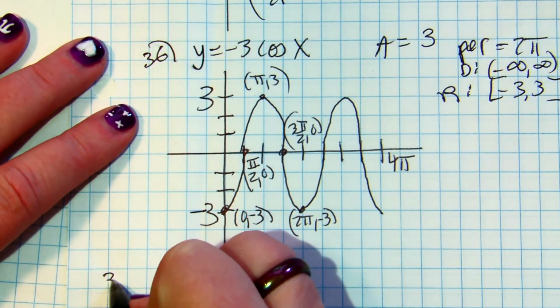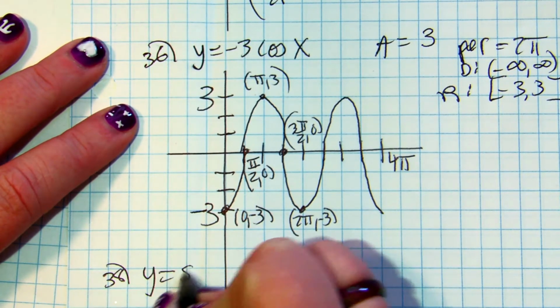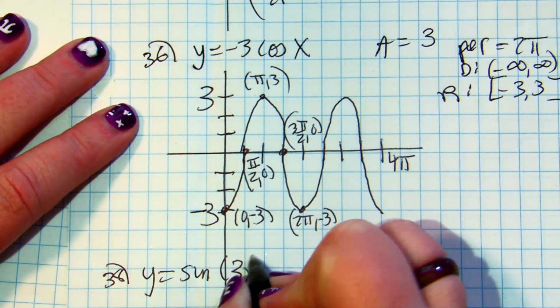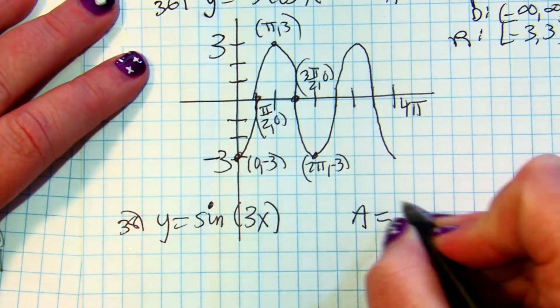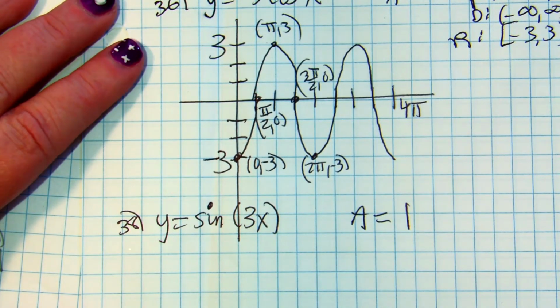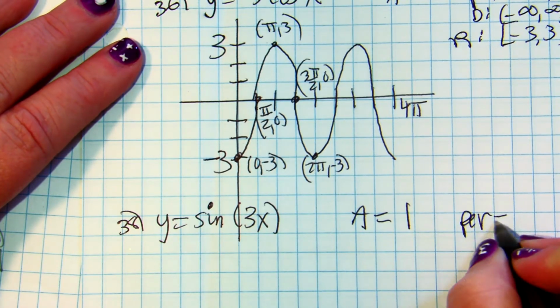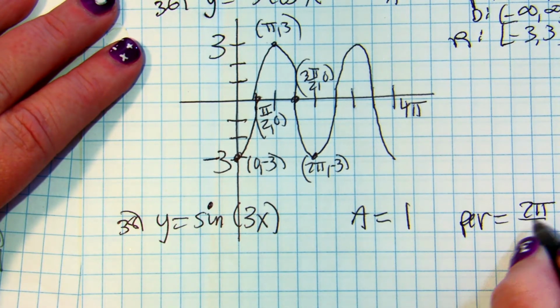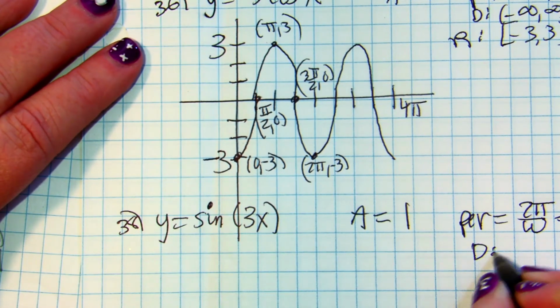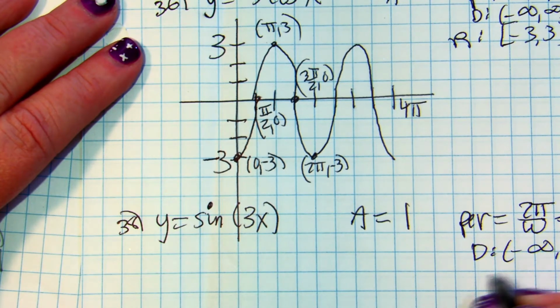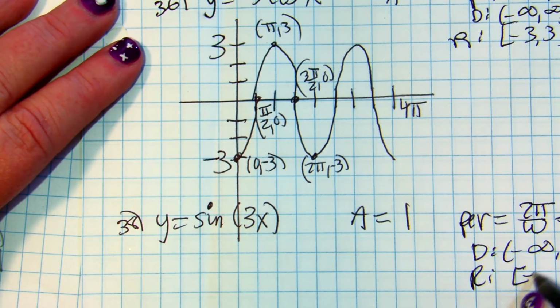The last one, number 38, is y equals sine of 3x. What's the amplitude on this one? What's A? 1. So we go up to 1 and down to -1. What's the period? 2 pi divided by w, which is 2 pi over 3. The domain is all real numbers. The range is from -1 to 1 because the amplitude is 1.